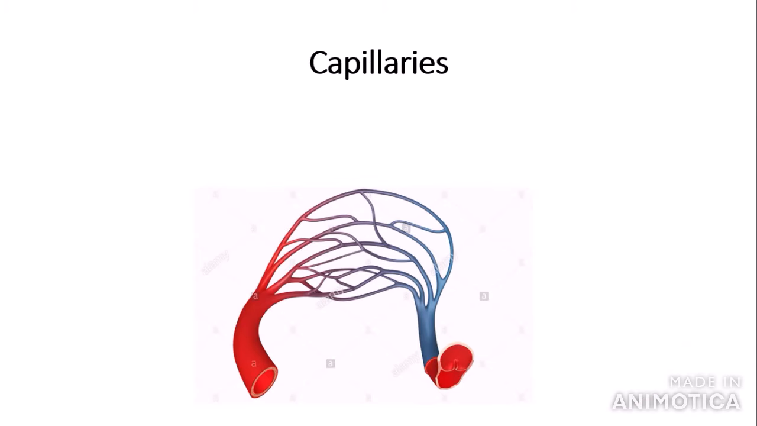So the last type of vessel we need to know about are capillaries. Capillaries have no muscle or elastic layer. They have a wall that is 1 cell thick, so they are very, very thin, or they are very small.